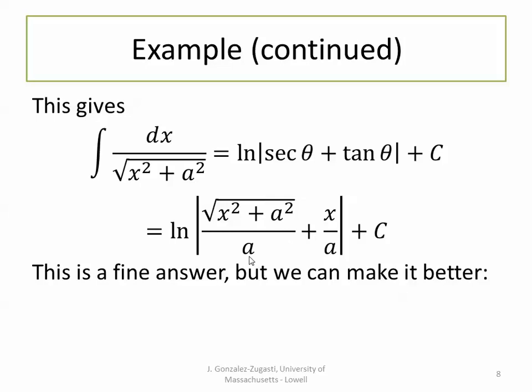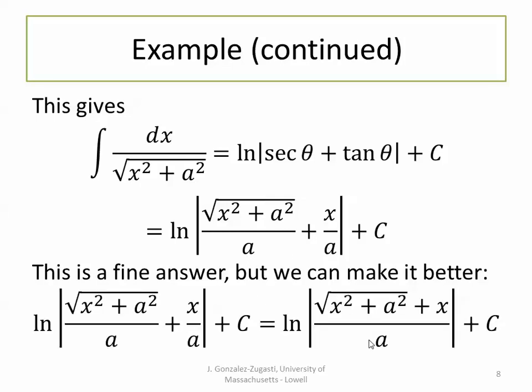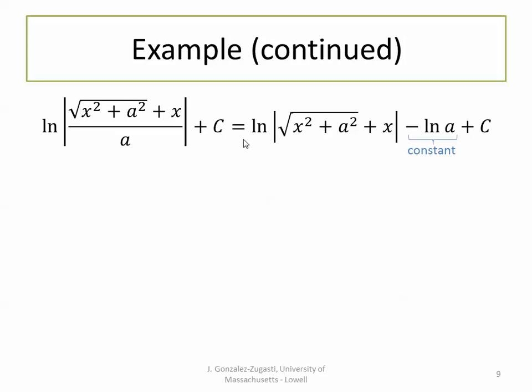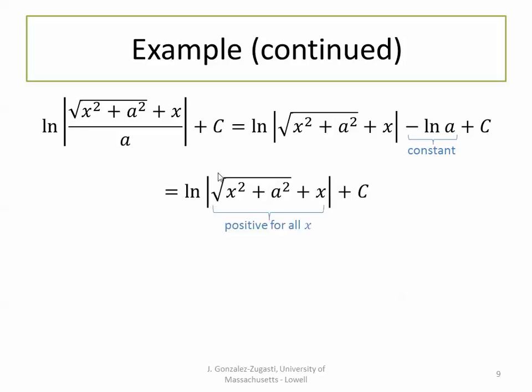And the way we can do that is, notice these are both over a, so we can put them over a common denominator. And then we can use our properties of logarithms to rewrite the right-hand side of this equation as follows. This is going to be equal to the natural log of our numerator minus the natural log of our denominator plus c. And when we do that, this natural log of a here, that's just a constant. There's no variables in there. Remember, a is a constant. So that can be absorbed into our plus c to give us the natural log of the square root of x squared plus a squared plus x plus c.